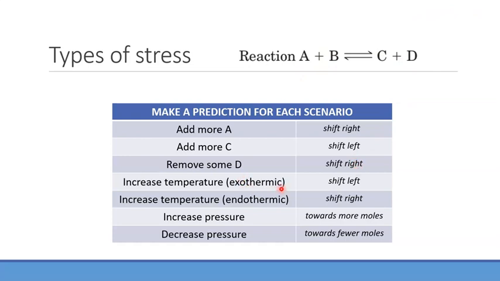If we increase the temperature for an exothermic reaction, we will shift to the left. Consequently, decreasing the temperature for an exothermic reaction shifts to the right. And if you increase the temperature of an endothermic reaction, that shifts to the right. The opposite is also true, so decreasing temperature would shift to the left. Increasing pressure means we have to shift towards more moles. Decreasing the pressure would be towards fewer moles.